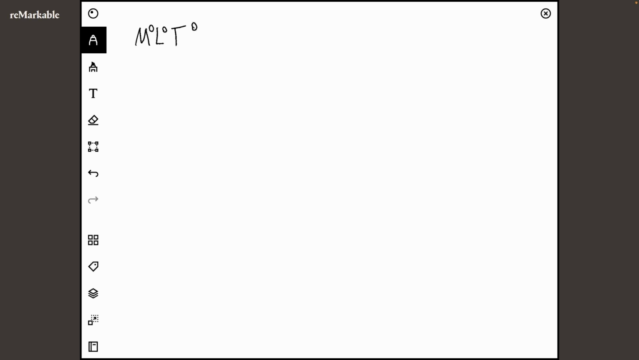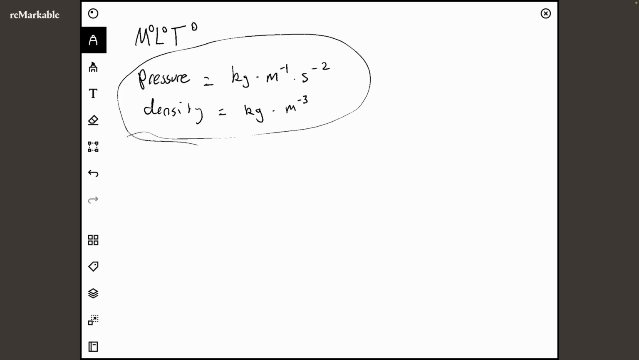I would also highly encourage that you remember that pressure is equal to kilograms a meter negative 1 seconds negative 2, and density is equal to kilograms meters negative 3. Depending on your university, this could easily change if they decide to be nice and give you these, or just throw you a curveball and not give them to you and expect you to remember them. I would also make sure you just remember this basic formula: F is equal to ma.